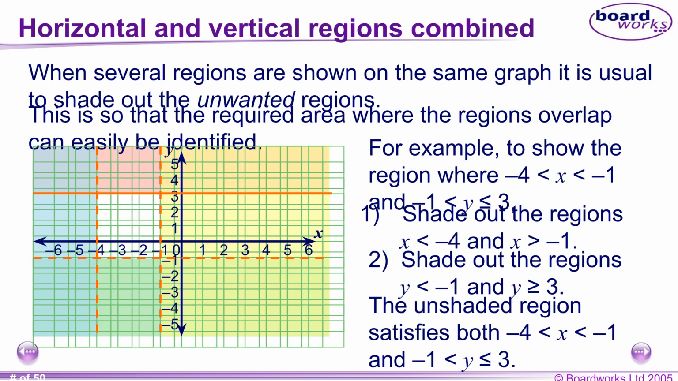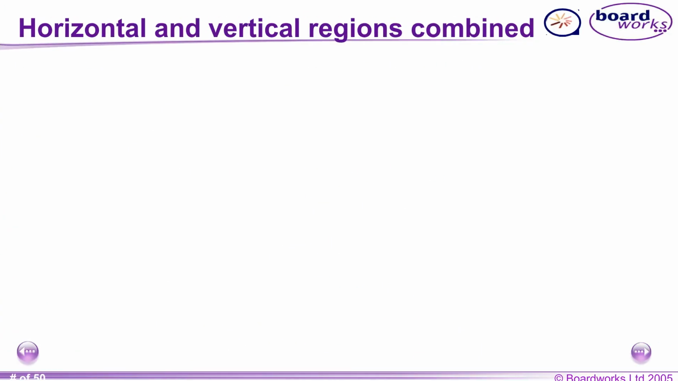When several regions are shown on the same graph, we usually shade out the unwanted regions. This helps easily identify the required area where regions overlap. For example, to show the region where -4 < x < -1 and -1 < y ≤ 3, we shade out the unwanted regions outside these ranges. This scene is an interactive activity for practicing combining vertical and horizontal regions based on compound inequalities.